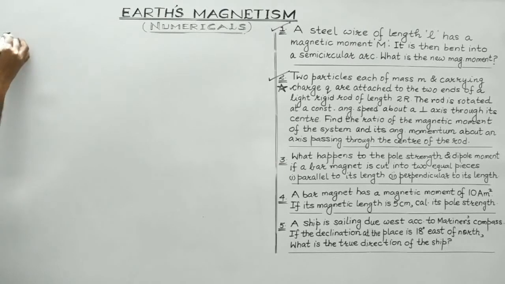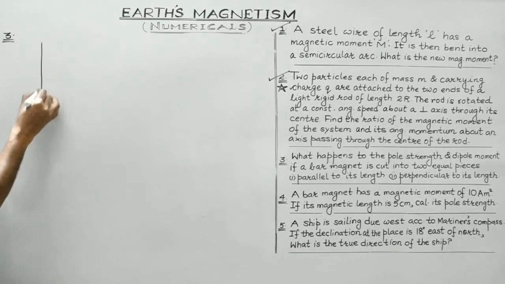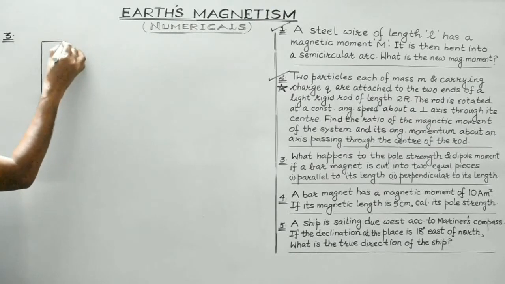Third question. Suppose, students, this is the original magnet given. This is the original magnet given.